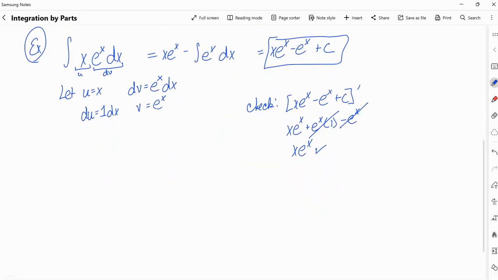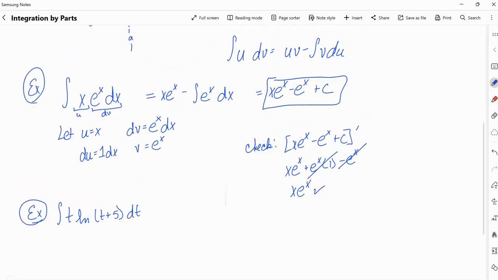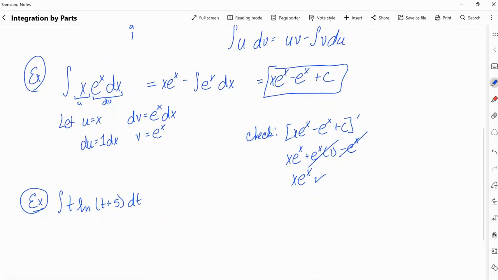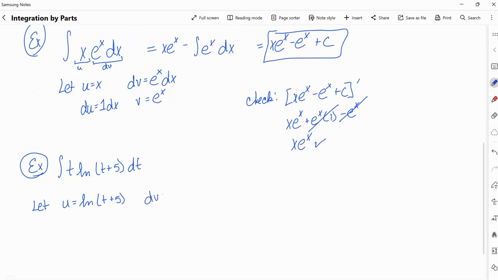So I've got another example. Let's say we want to integrate t ln of t plus 5 dt. We're trying to figure out first what u is. Notice we've got a logarithmic part, so I'm going down that order, L-I-A-T-E. So I'm going to let u be that logarithmic part, ln of t plus 5. That means dv is what's left over. If this is u, then dv is going to be the t dt.